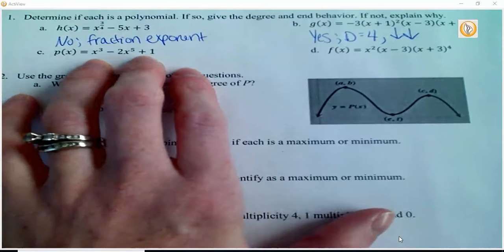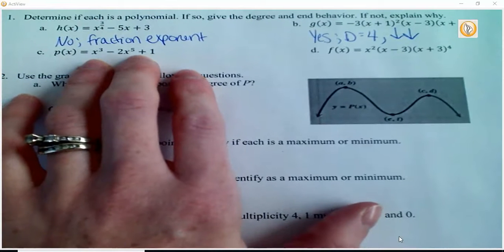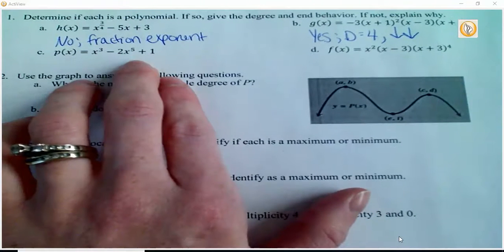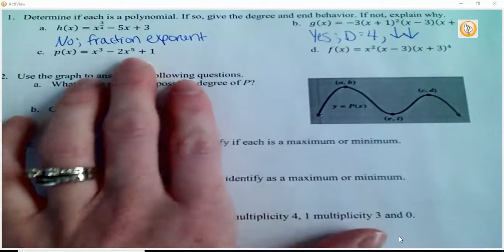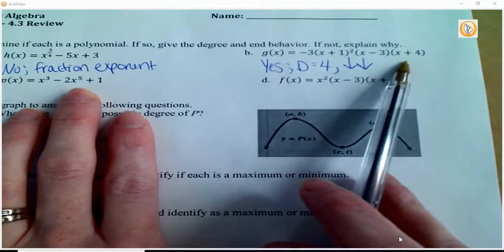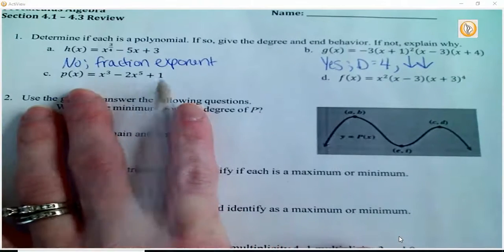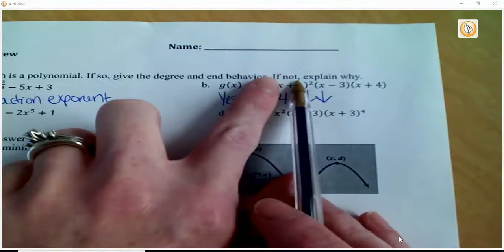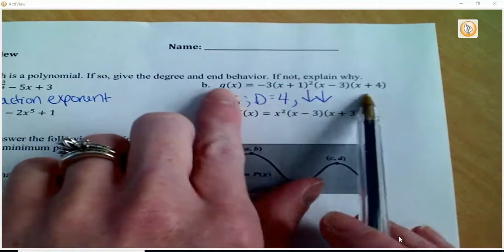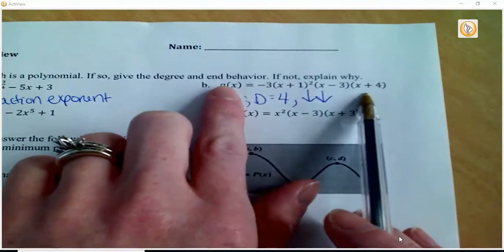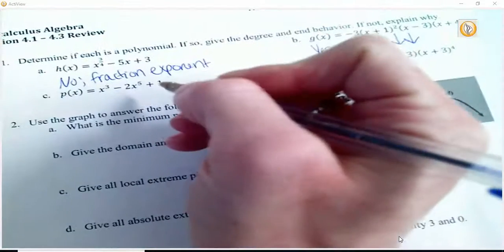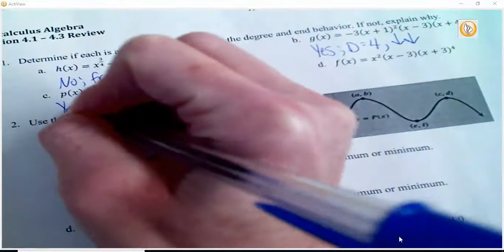C. Is that a polynomial? Yes. Degree, careful, it's not just the first term. What would be my degree? Okay, so how come on B we added all these exponents together, and on C I just take the biggest? What's the difference? On B we had the parentheses. All these things were multiplied together. Your degree is the highest power when everything is multiplied out. So if it's in factored form, you have to put them together. If it's already multiplied out, you just pick your highest. So this one is yes.